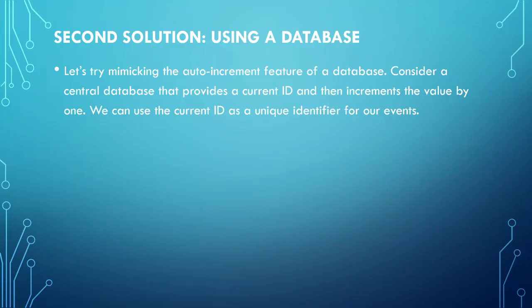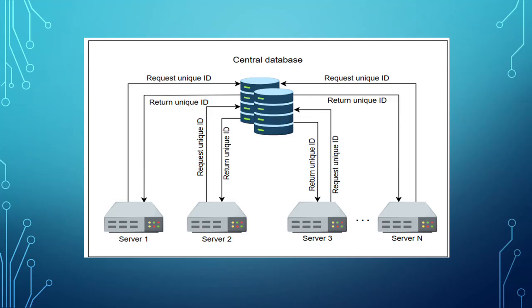Consider a central database providing a current ID and then incrementing its value for the next ID, and it goes on. So this is how the unique ID generator database looks. There is a central database. However many servers there are, they will request, and the database will incrementally provide the unique ID. In general, it increments from the start value by 1.